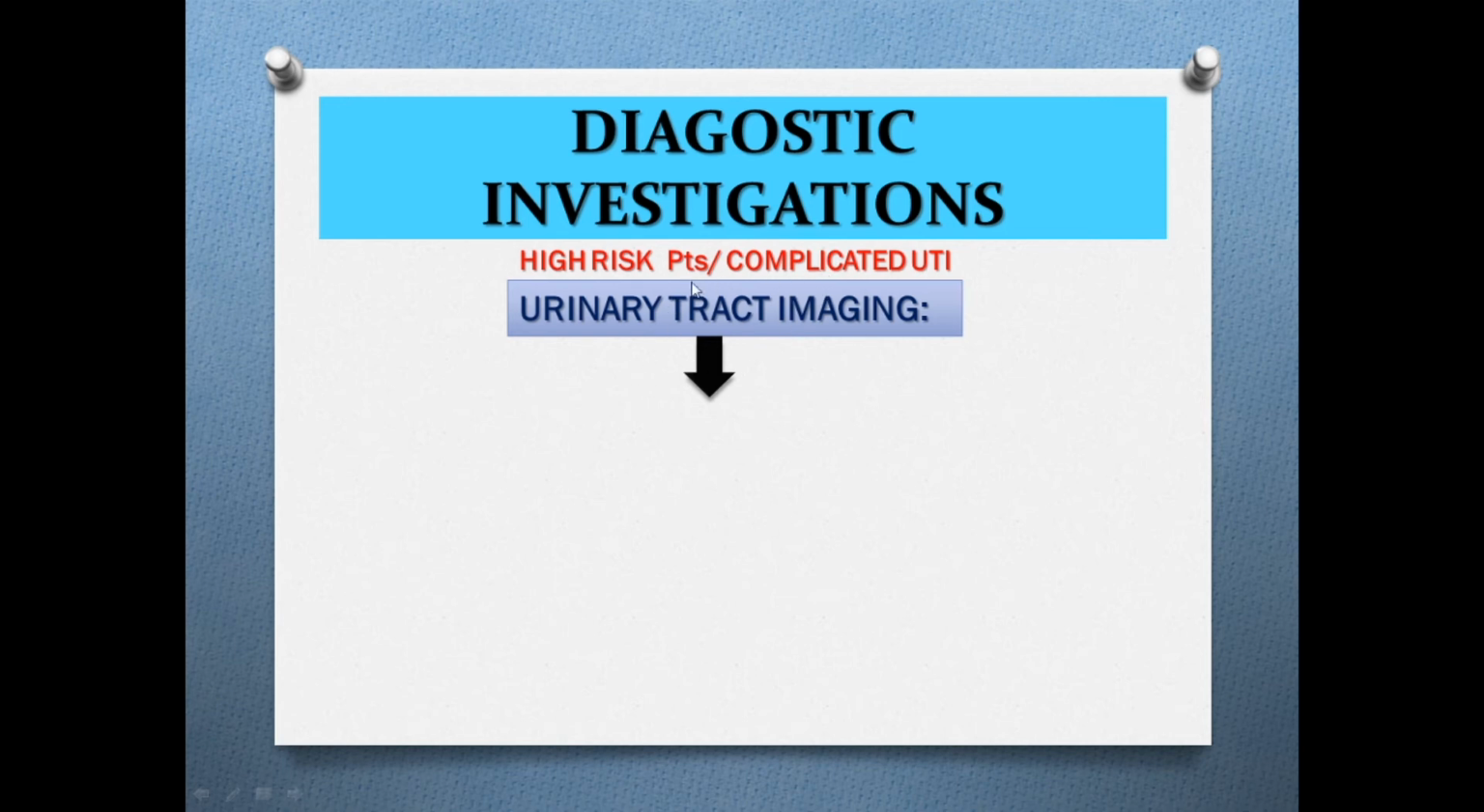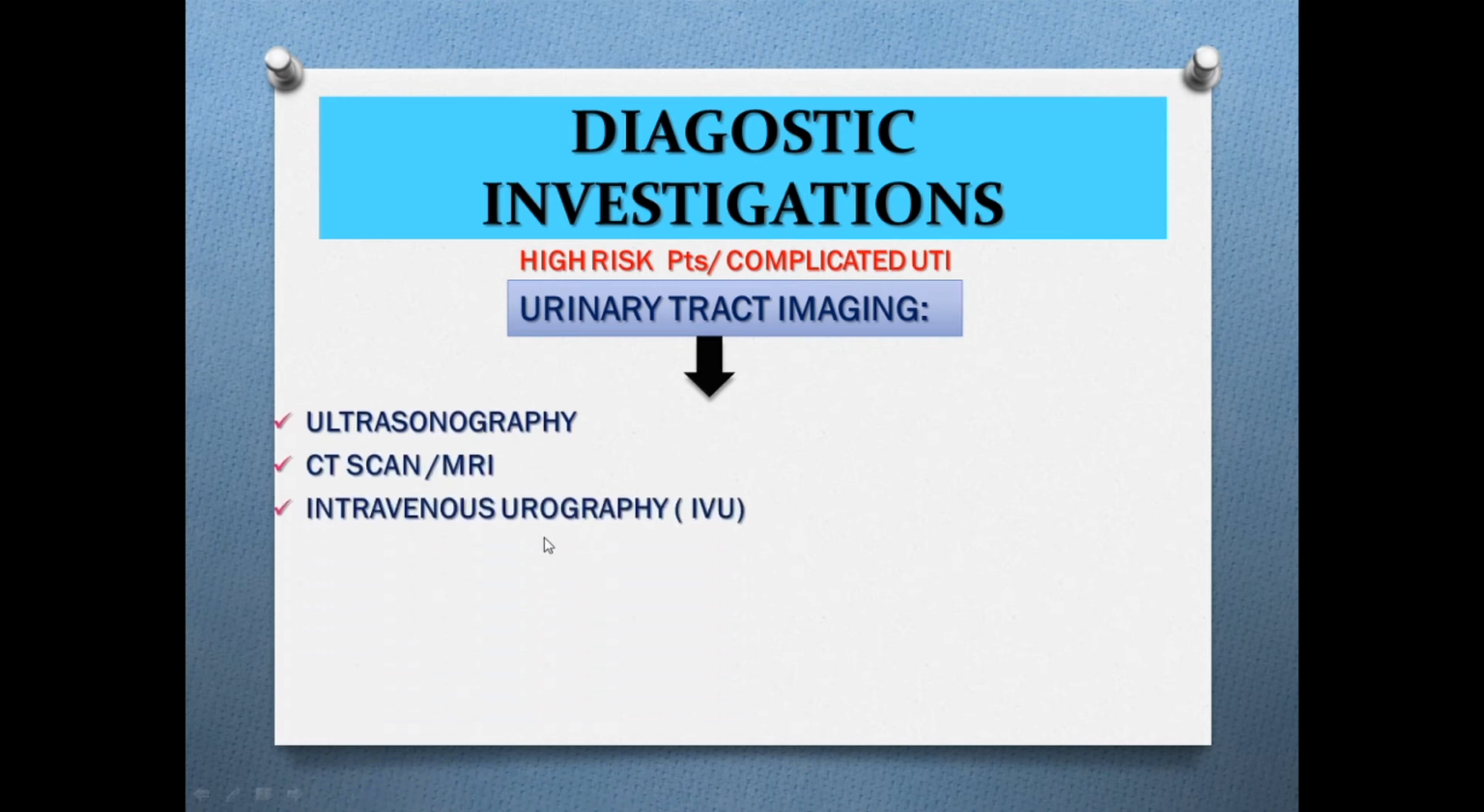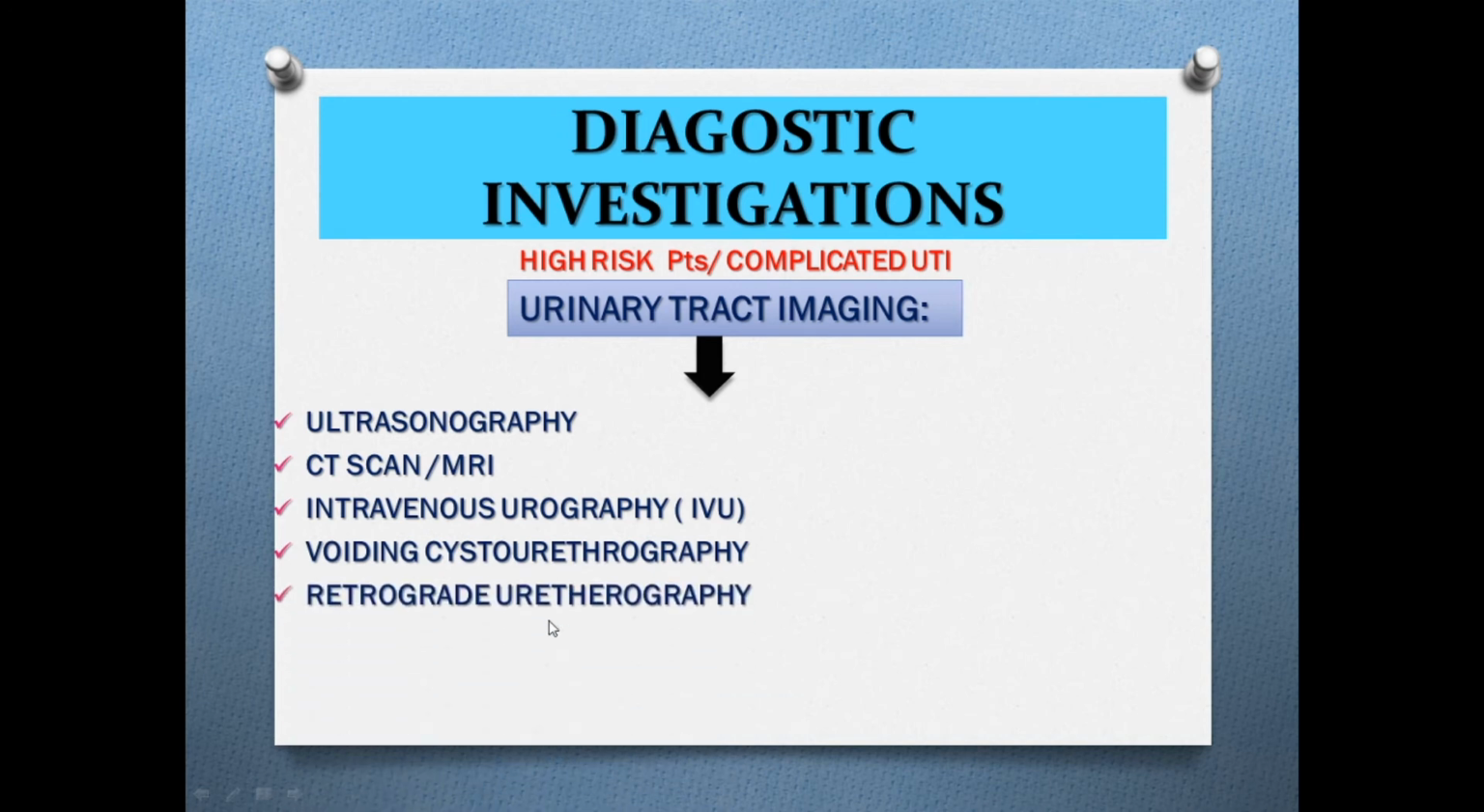Urinary tract imaging is done in high-risk patients or complicated UTI. The options are ultrasonography, CT scan or MRI, IV urography, voiding cystourethrography, retrograde urethrography, or cystoscopy. These are all the options, but mostly ultrasound, CT scan, and IV urography are done.